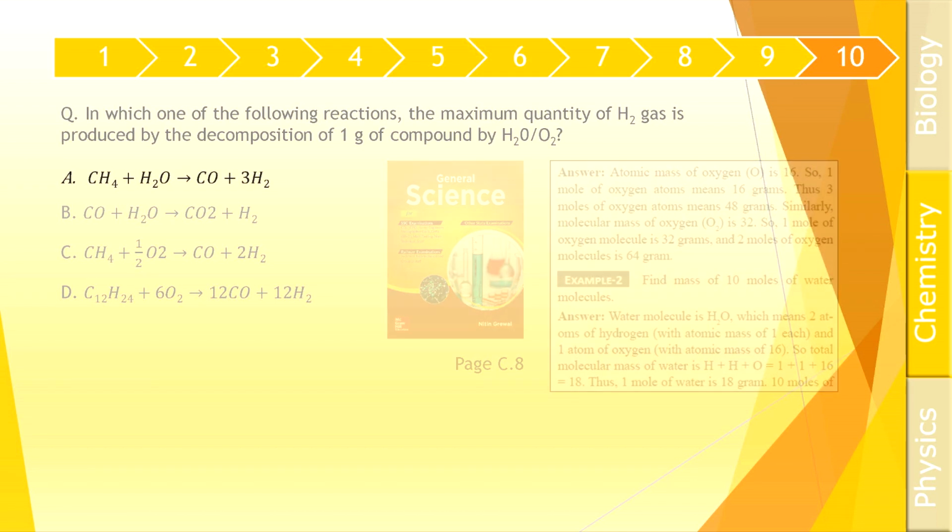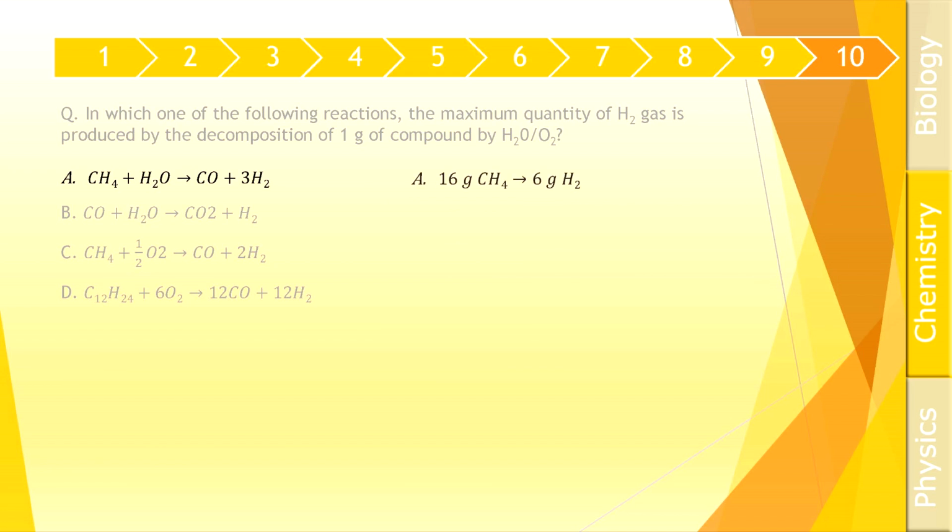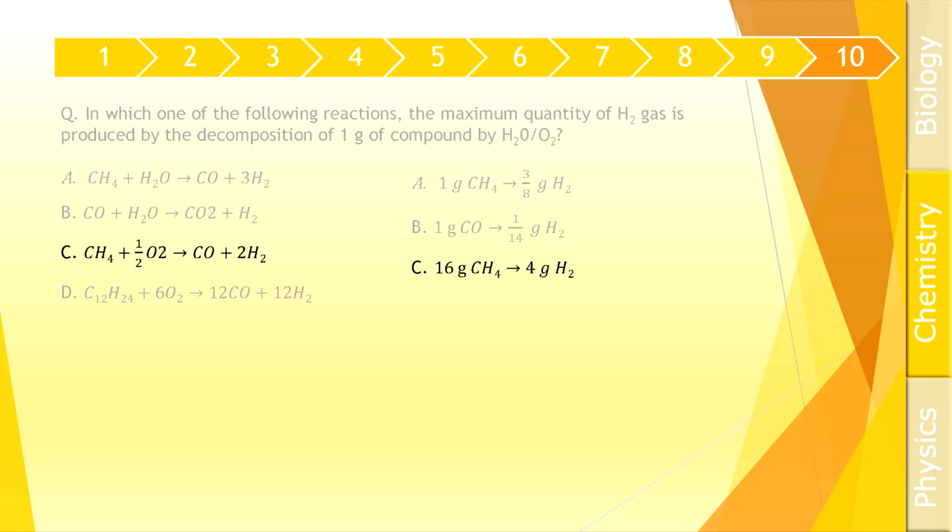Let us begin with the first option. 16 grams of methane produces 6 grams of hydrogen. So 1 gram of methane will produce 3/8 gram of hydrogen. For the second option, 28 grams of carbon monoxide gives 2 grams of hydrogen. So 1 gram will produce 1/14. For option C, 16 grams of methane produces 4 grams of hydrogen. So 1 gram of methane will give 1/4.